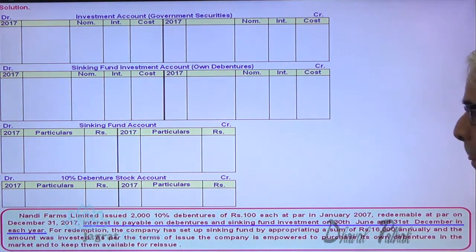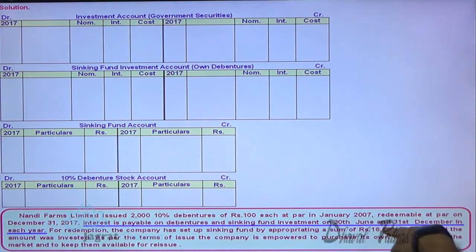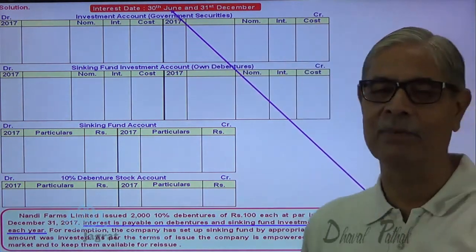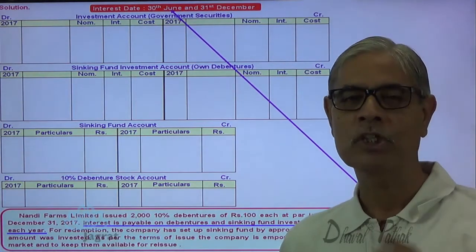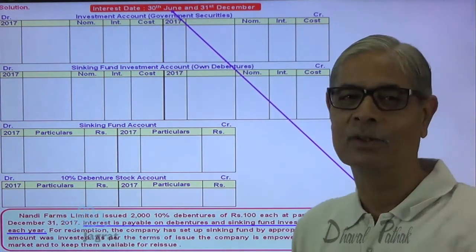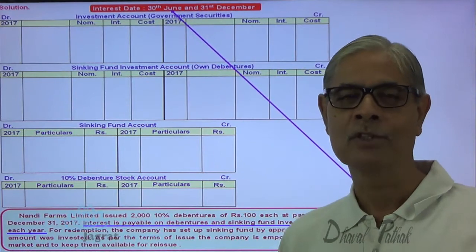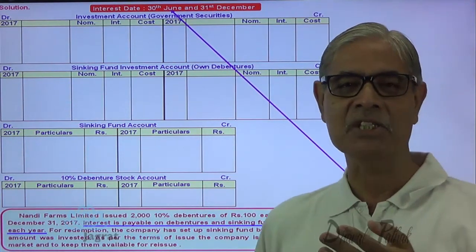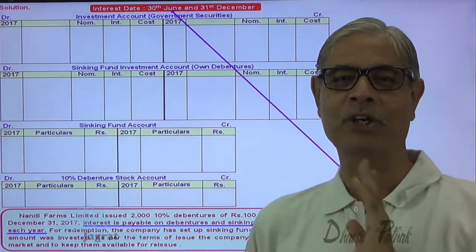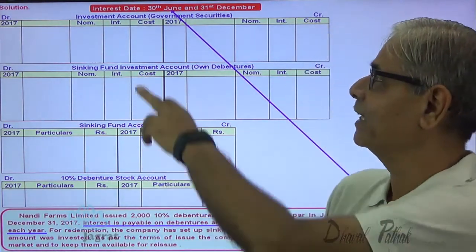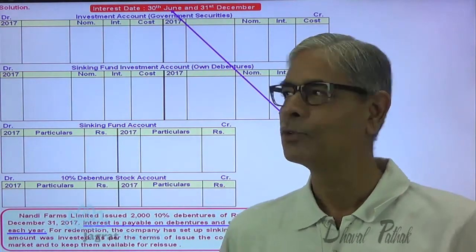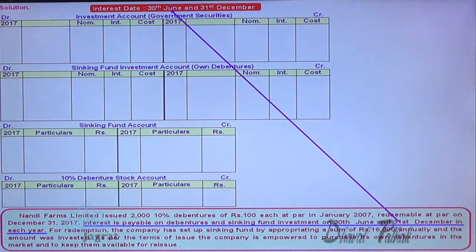Just read it. Interest is payable on debenture and sinking fund investment on 30th June and 31st of December. Let me write that on the title so that I may not miss the date of interest while solving the sum. It's my habit to write the date of interest on the title of the solution, so that when I record the transactions in sequence, the moment the interest date turns up, I rise to the occasion, write the interest to be recovered on the investment and the interest to be paid on debentures.